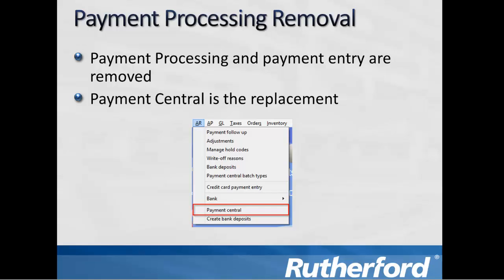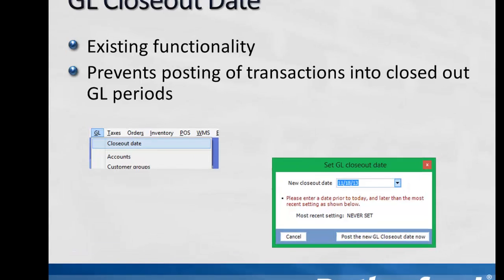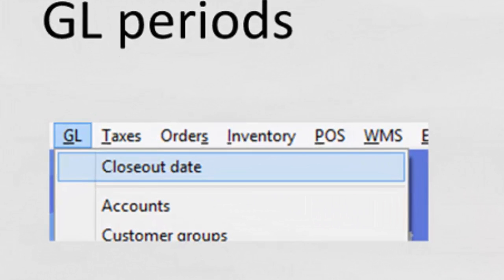Next thing we're going to add is a GL closeout date. This is existing functionality, but this is something that kind of doesn't get used that often. This date will disallow eoStar to post a transaction into essentially a closed out GL period.